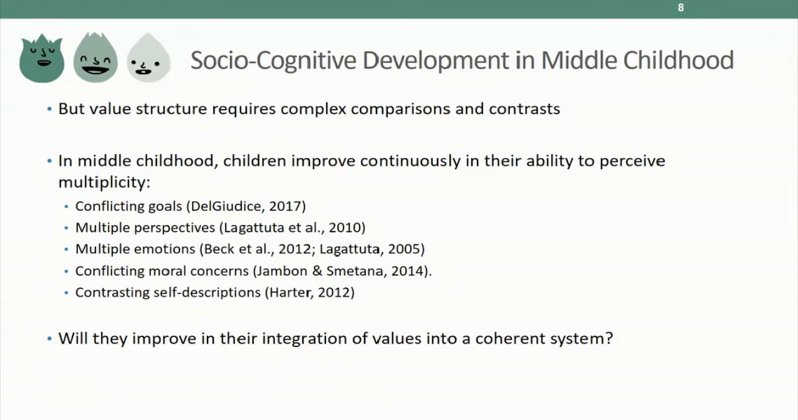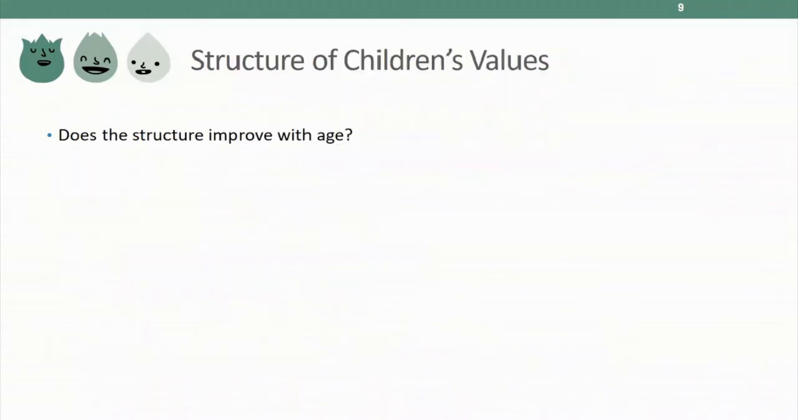So if I take traits that might be a bit similar in some ways to values, during middle childhood, children learn to say, in one context I am like that, in another context I am like that, and identifying the conflict and then resolving the conflict. Children learn how to do that during middle childhood, approaching adolescence. So we'll hypothesize basically that the integration of the value system into a coherent system will also become better or easier during middle childhood. So basically we asked, does the structure or the interrelations between values improve with age?